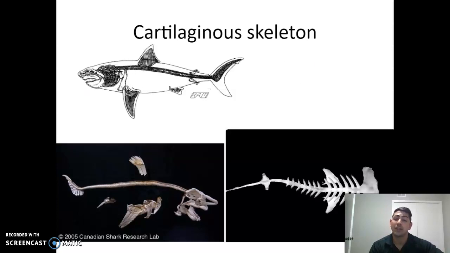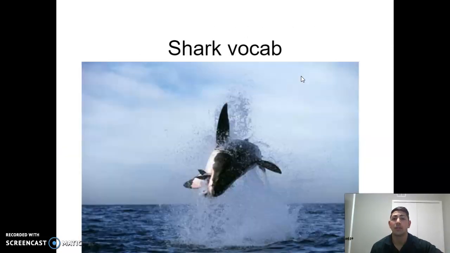There's very little fossil record, mainly because cartilage doesn't really fossilize well. You do have teeth that end up remaining, and that's really how we know the majority of this information, that they were around 400 million years ago. So let's go ahead and get started with the shark vocab.